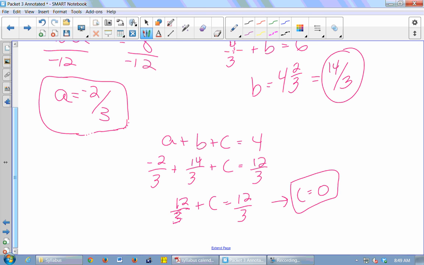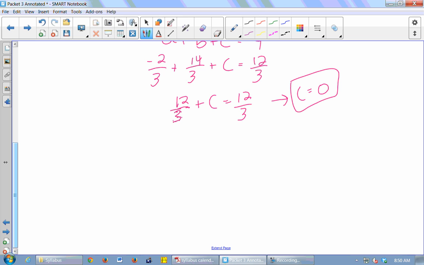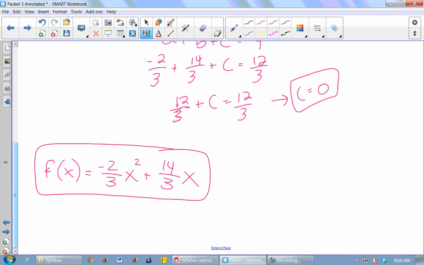Okay, so the parabola that I'm looking for, f of x, ax squared plus bx plus c, is going to be negative 2/3 x squared plus 14/3 x. That will have all the properties that they listed.